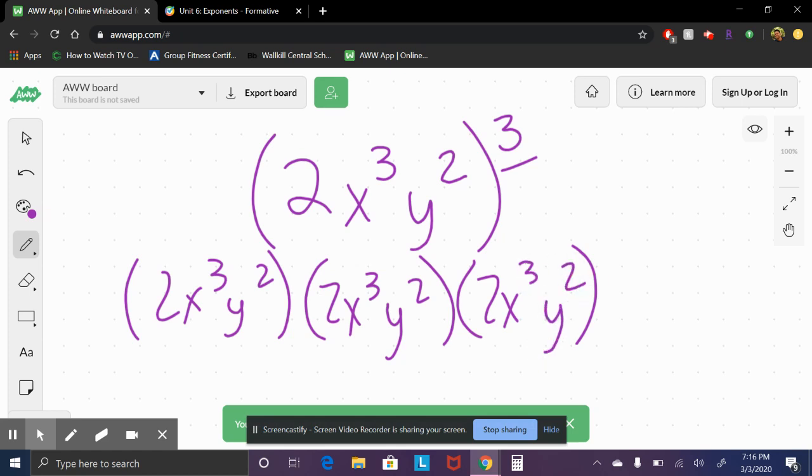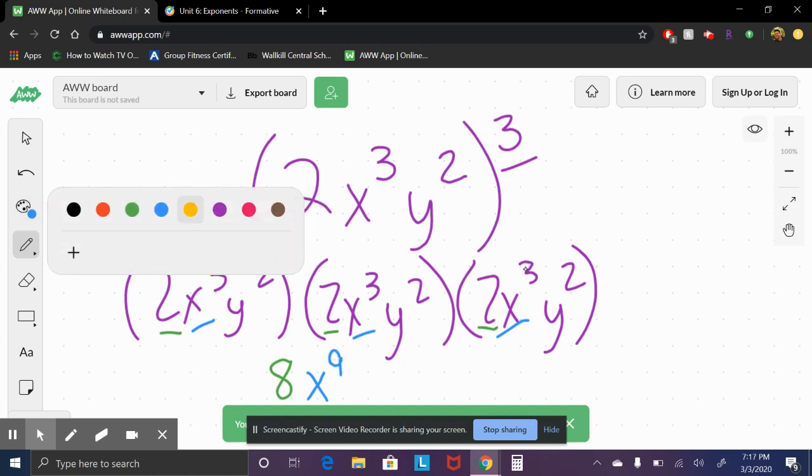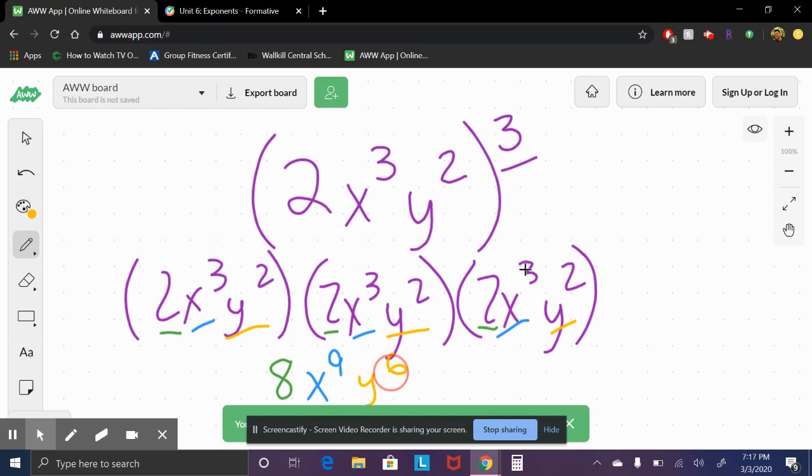Now remember, when we do product of powers, we multiply the numbers out in front. So 2 times 2 times 2, which is 8. Then we count the number of x's. There's 3 x's here, 3 here, 3 here. So that's a total of 9 x's. And we count the number of y's, 2 here, 4, 6, y to the 6. That's my final answer. 8x to the 9th, y to the 6th.